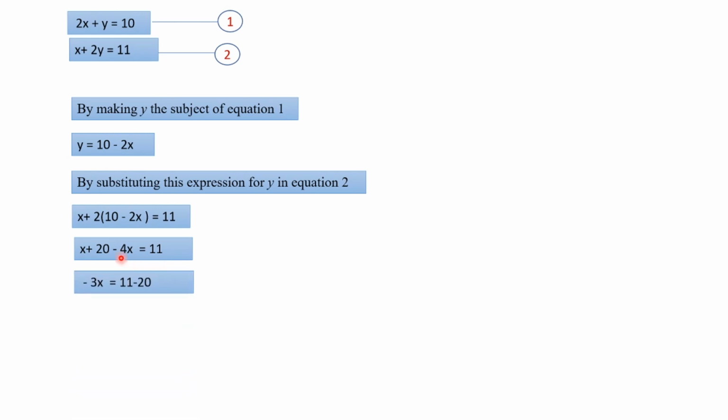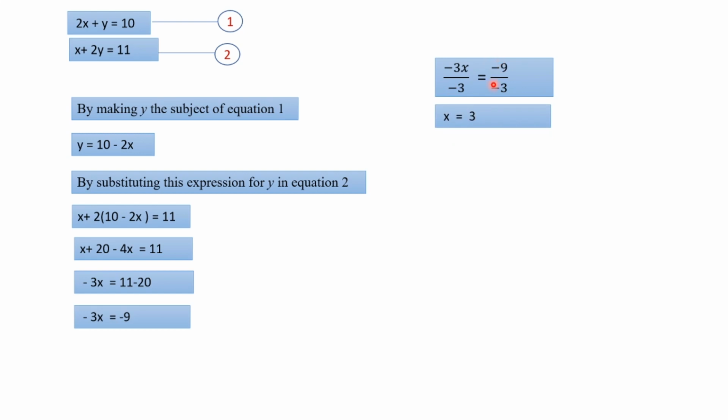Then what am I supposed to do? I solve these two: x minus 4x gives minus 3x. I bring plus 20 to the other side, it becomes minus 20. Then I can see minus 3x equals minus 9. Then I divide either side by minus 3. Minus 3x by minus 3 comes x, minus 9 by minus 3 is plus 3. What's the value of x? x equals plus 3.